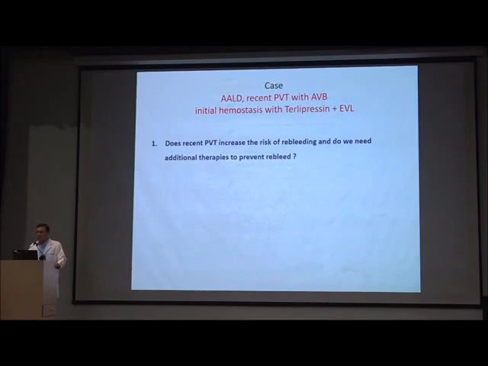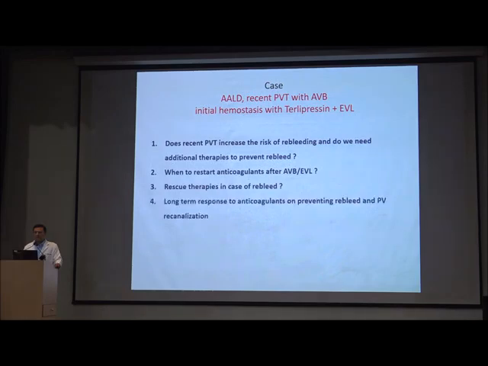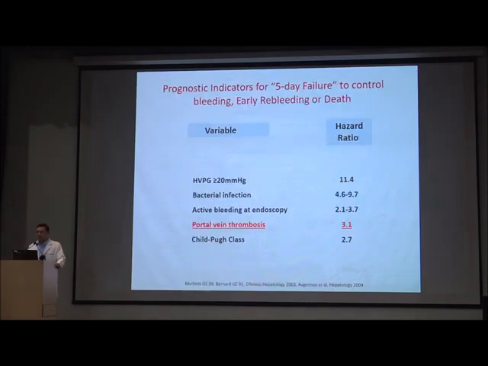Now the important question arises after the initial hemostasis. Does the acute recent PVT increase the risk of rebleeding, and do we need additional therapy to prevent the rebleed? When to start anticoagulation therapy after the acute variceal bleed and after the endotherapy? What should be the rescue therapies in such scenarios if he rebleeds? And what is the long-term response to anticoagulants in preventing rebleeding and achieving portal vein recanalization? Now I will come to these scenarios one by one.